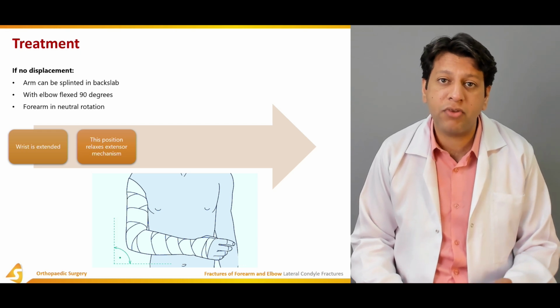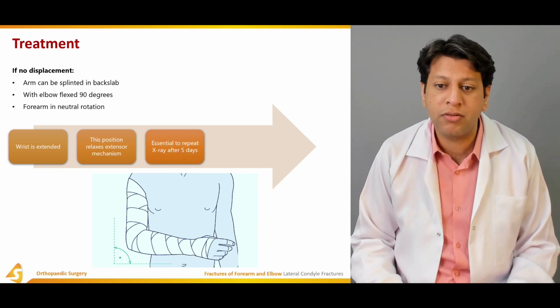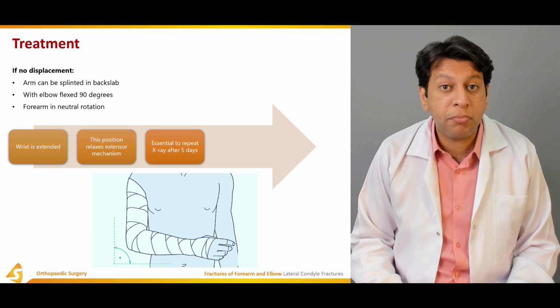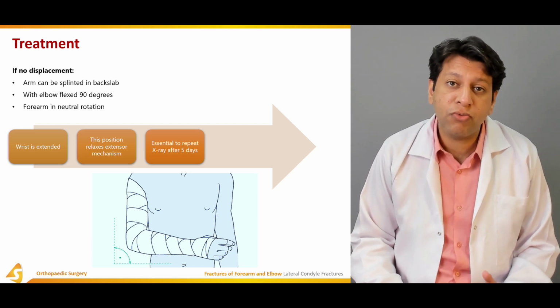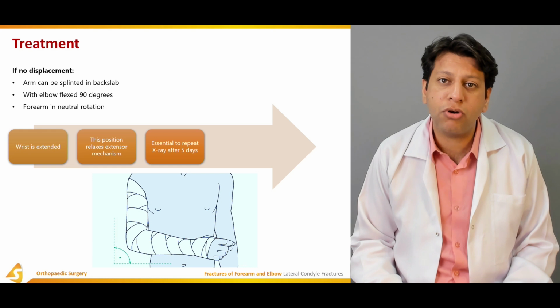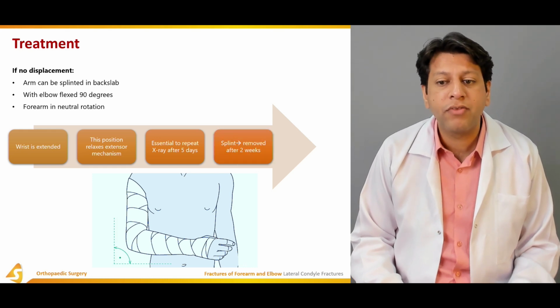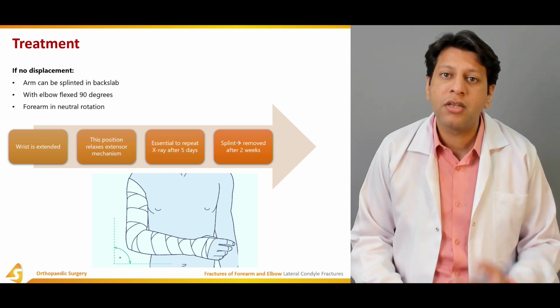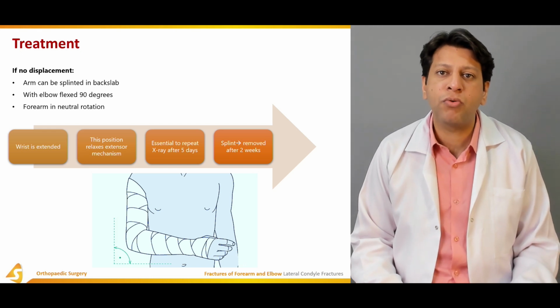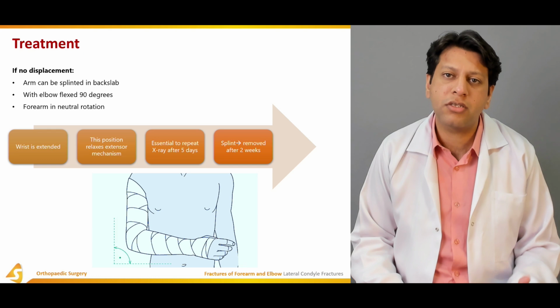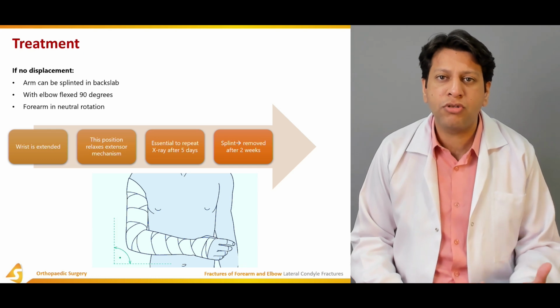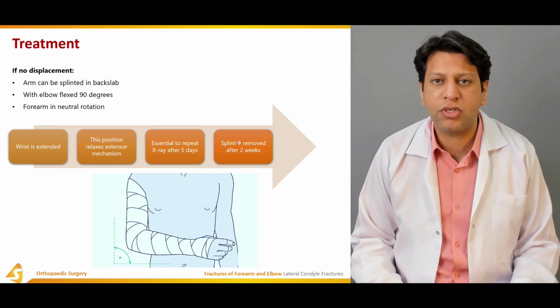Otherwise, the fragment will be pulled by the common extensors. It is important to repeat the X-ray after 5 days to see whether the fragment has been displaced or whether there is increased displacement of the fracture. We can continue the splint for 2 weeks, and at most for 4 weeks, and gradually range of motion exercises are started. It usually heals over 4 to 6 weeks.